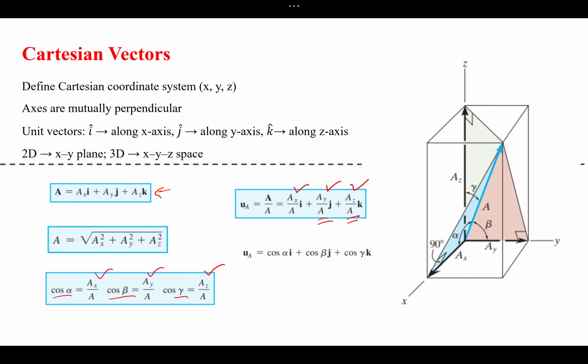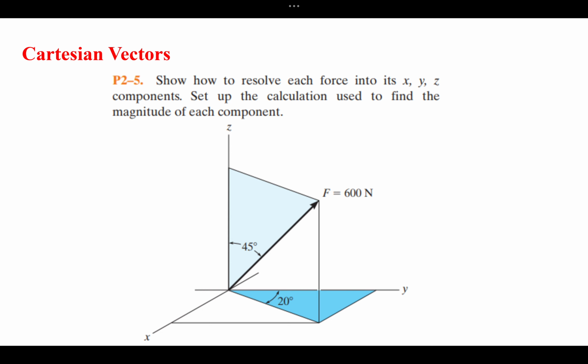So these are actually cosines, and you can represent them with the cosines. If you have angles, you can just get the unit vector using those cosines. All right, so let's solve a very basic problem using the Cartesian vectors that we just learned.